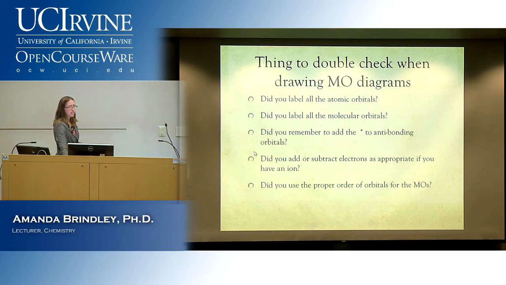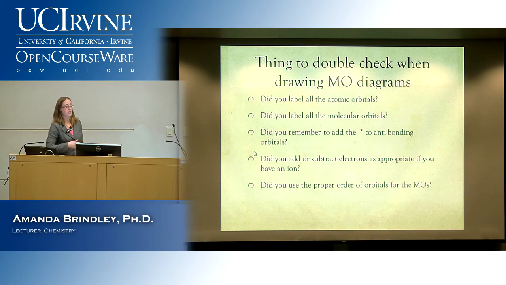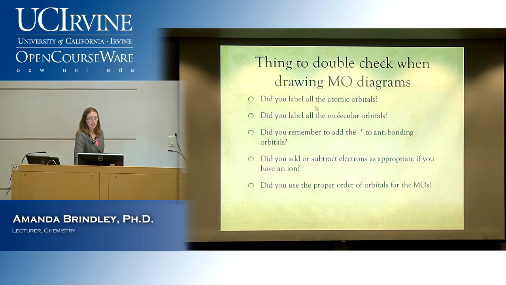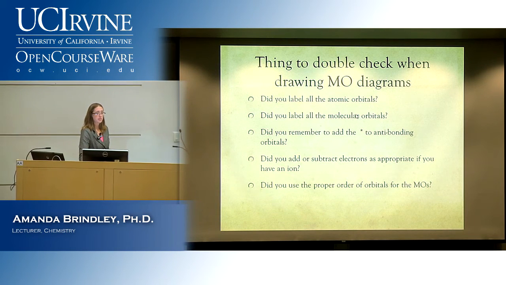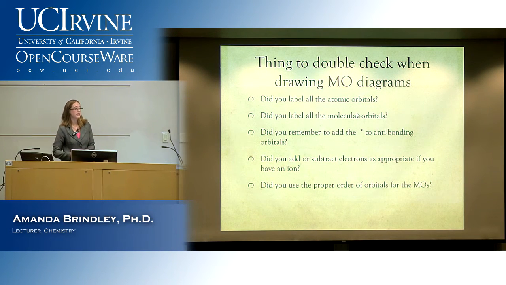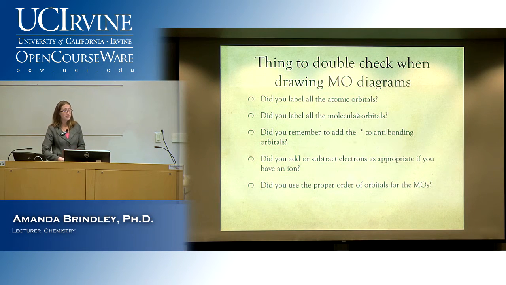So just keep this little checklist in your head of things that you need to go back and check every time you do it. And along with this, don't forget your subscripts, okay? I want to know where they come from. Did they come from your 1s? Did they come from your 2s? Did they come from your 2p?